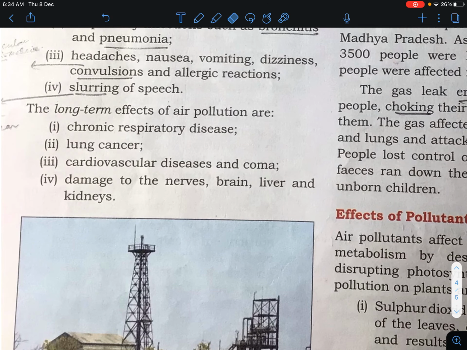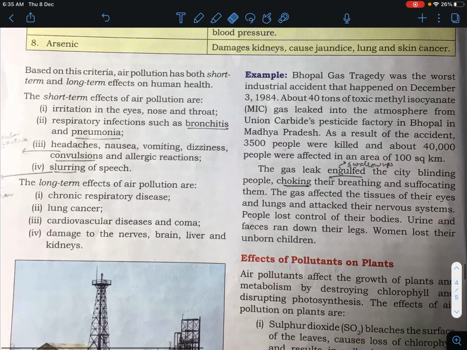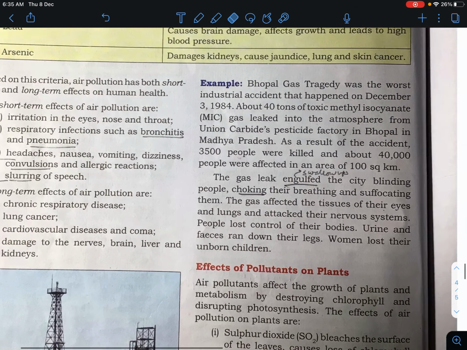And the long term effects of air pollution are chronic respiratory disease, lung cancer, cardiovascular disease, coma and damage to the nerves, brain, liver and kidney. These are the long term effects of air pollution.